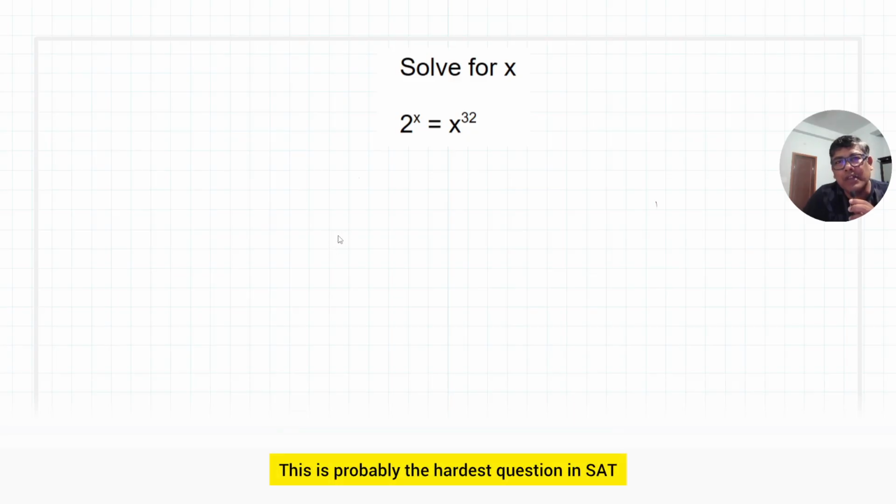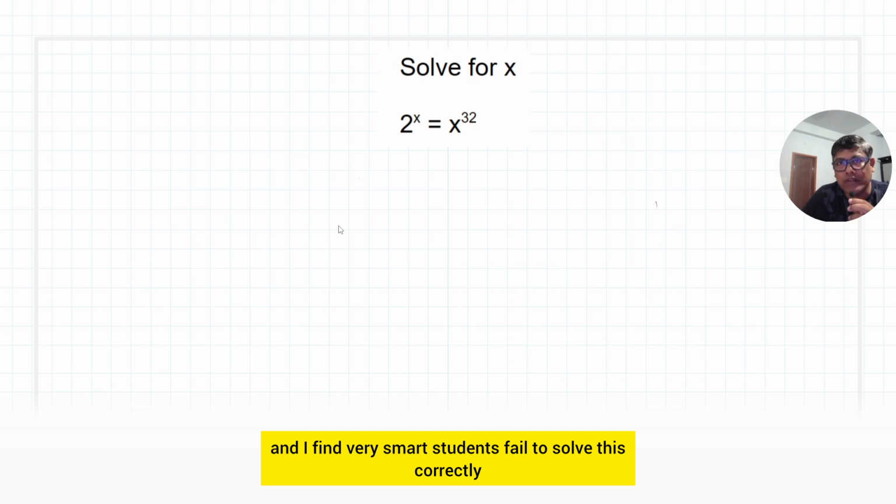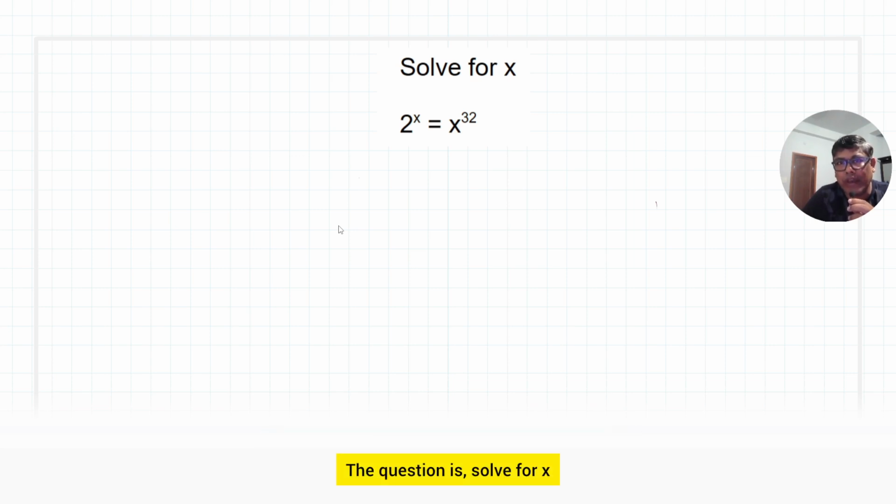This is probably the hardest question in SAT, and I find very smart students fail to solve this correctly. The question is: solve for x, where 2 to the power x is equal to x to the power of 32. Now, we can solve this problem in two ways, and let's see what the outcomes are and which results confuse us.